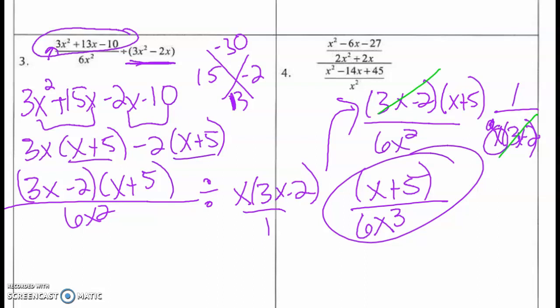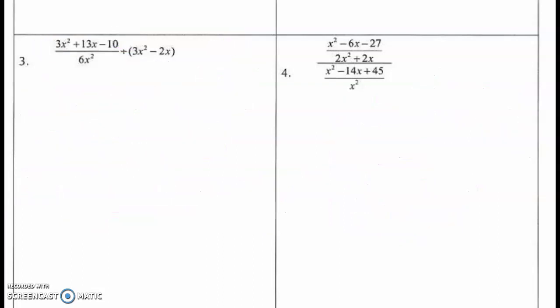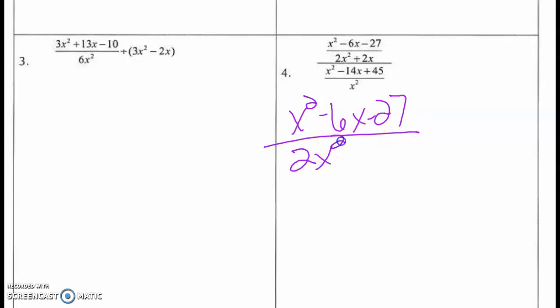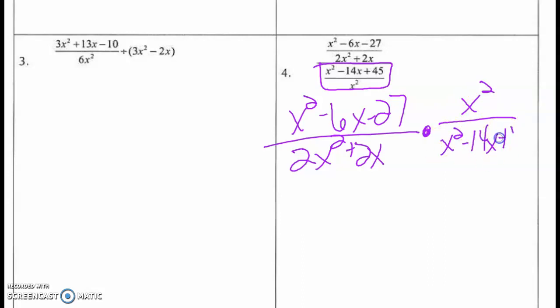Okay? For number 4, I know it looks pretty bad. All you have to do there, I'm not going to do it for you because it's just all more of the same. You just take the top fraction, which looks like this, and you just take this bottom fraction and invert it and make it the inverse. So that would be, instead of being divided by that, it would be times x squared divided by x squared minus 14x plus 45. And then you just factor everything and cross cancel.